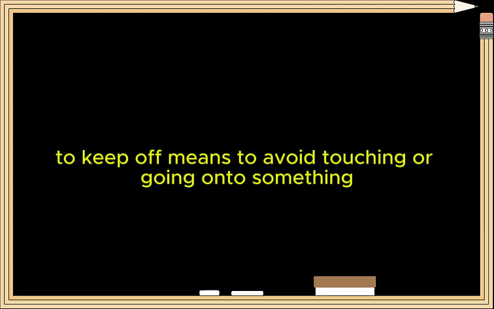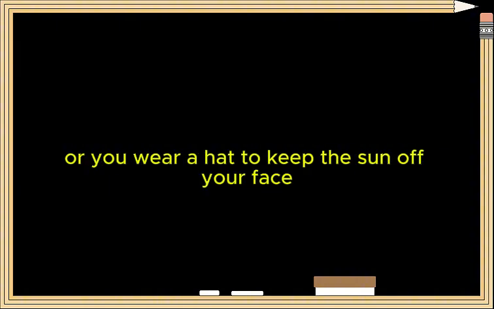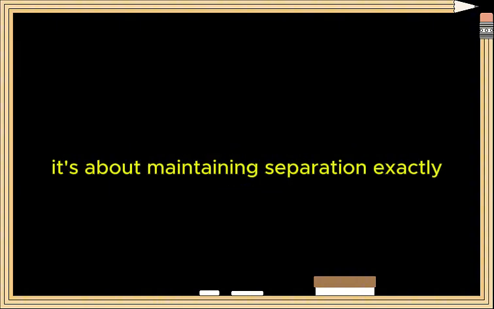To keep off means to avoid touching or going on to something. The sign on the lawn says, keep off the grass. Or you wear a hat to keep the sun off your face. It's about maintaining separation. Exactly.